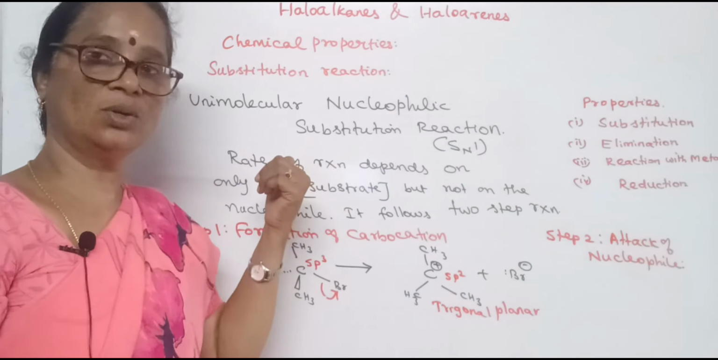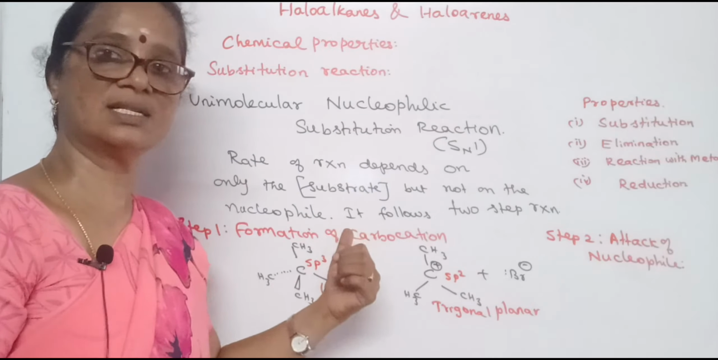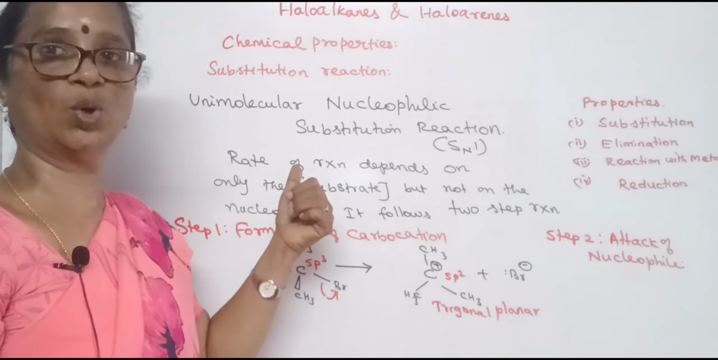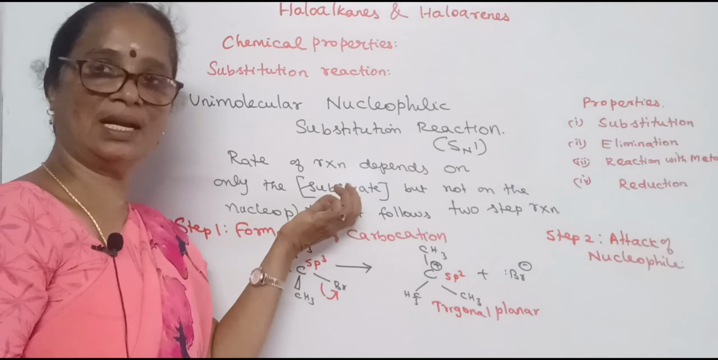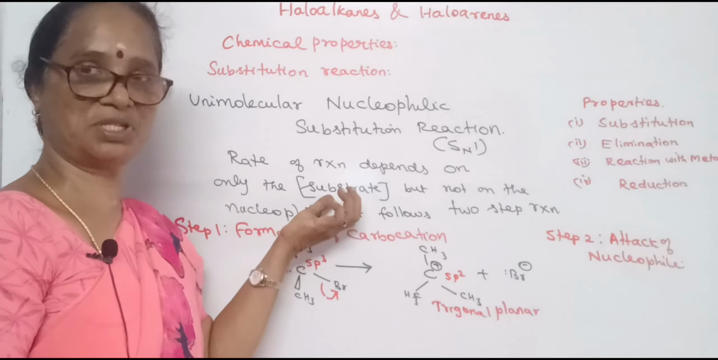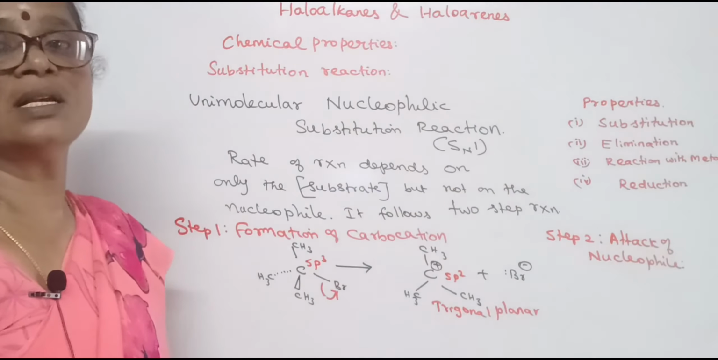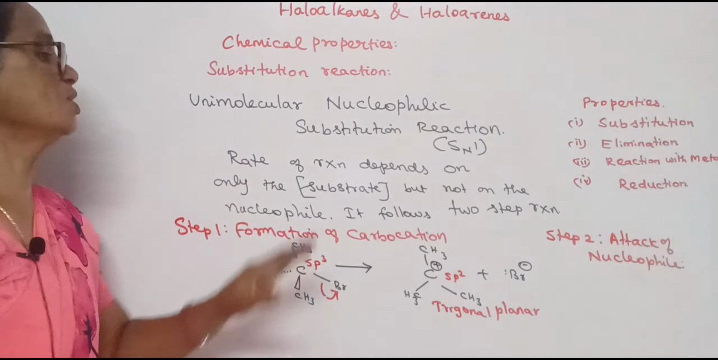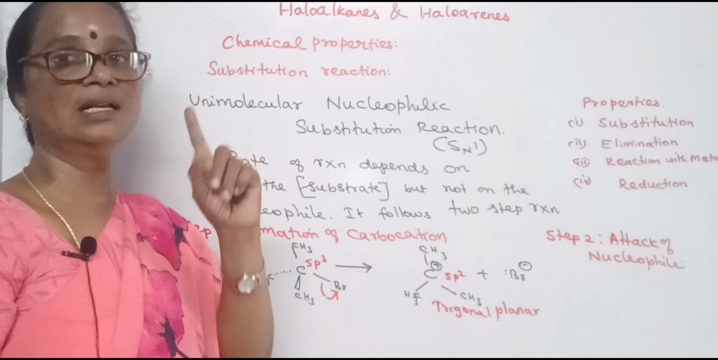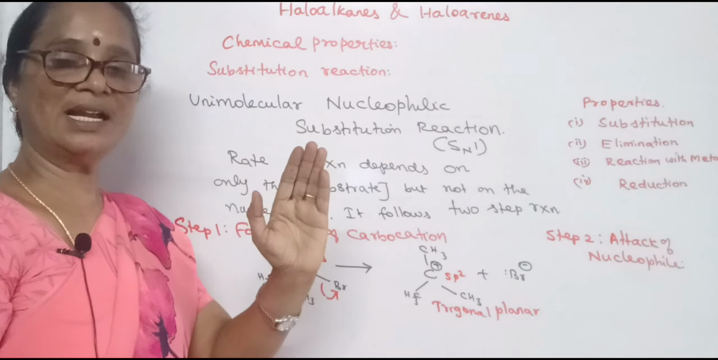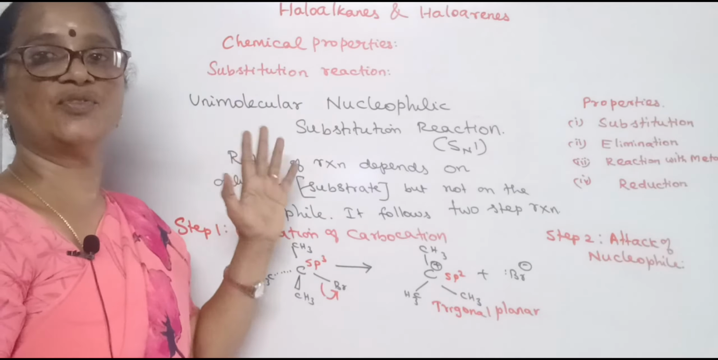But in SN2, the rate of reaction depends on both the nucleophile as well as the substrate. The nucleophile is the incoming group. But in this case, the rate of reaction totally depends on the concentration of the substrate, and hence it is termed a unimolecular substitution reaction. So it follows a two-step reaction, but SN2 follows a single-step reaction, where the simultaneous breaking of the carbon-halide bond and making of the carbon-nucleophile bond takes place.